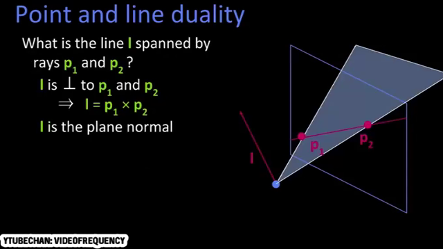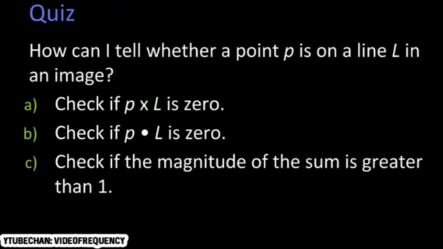Thinking about it this way, I have some point P in the middle there, right? That projective ray is in that plane, and it's therefore perpendicular to the original line. So basically, you would just take the dot product between P and L, and if that's 0, then that point P is on the line. So the answer is B, I think.